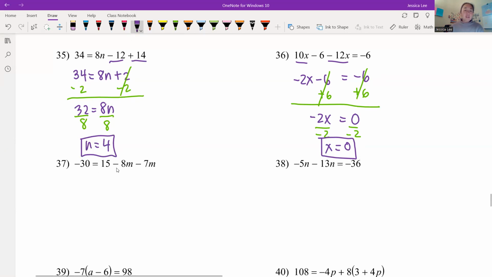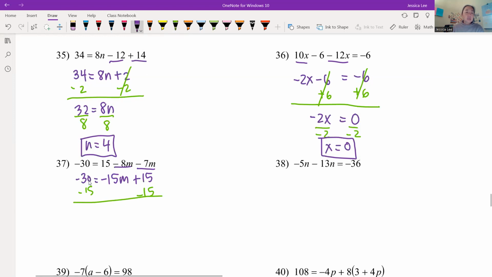All right. Again, I see some like terms, so we're going to copy everything else that we're not using. You know what I do like to do, though? I do like to write my variables first. So negative 8m minus 7m is going to give me negative 15m. And then I have this positive 15, so I'm going to write plus 15. You see what I'm saying? It's a two-step equation again. Minus 15 on both sides.